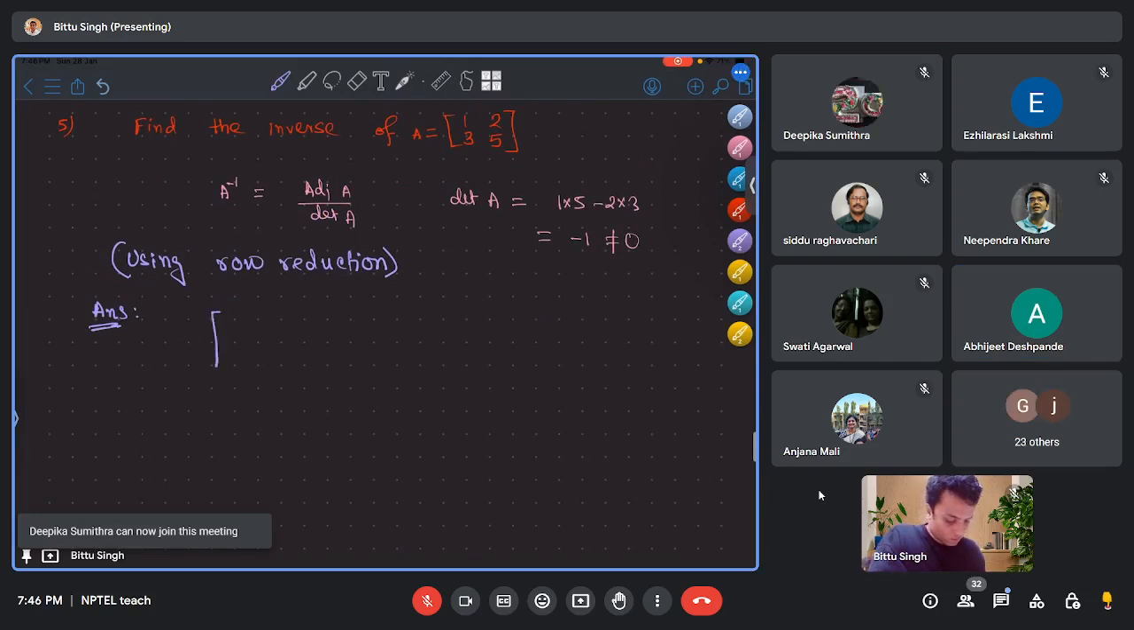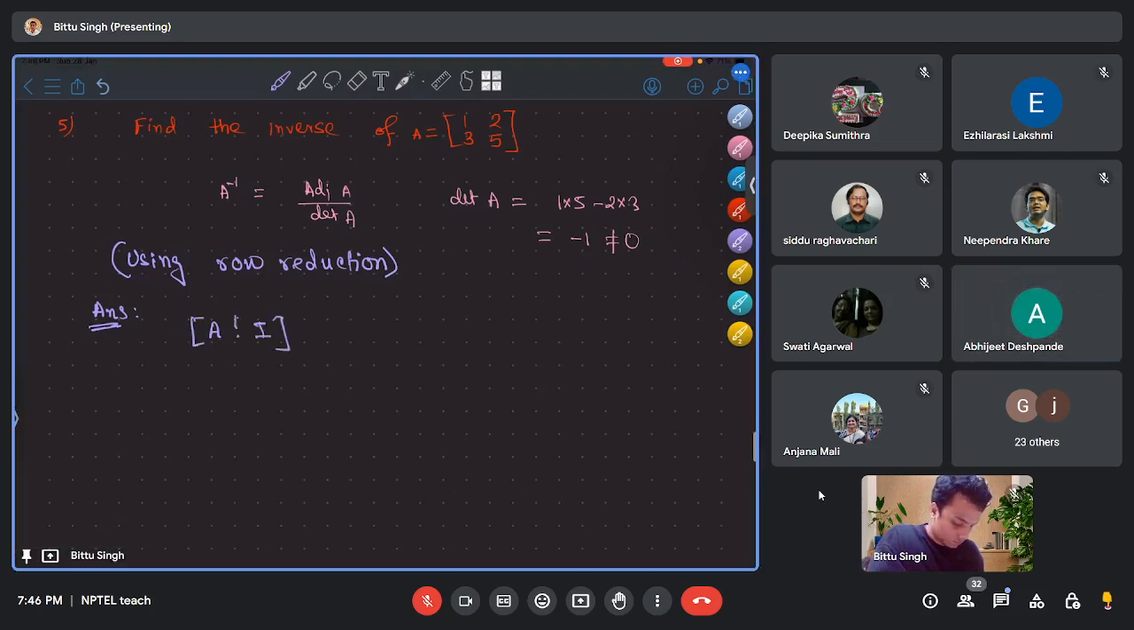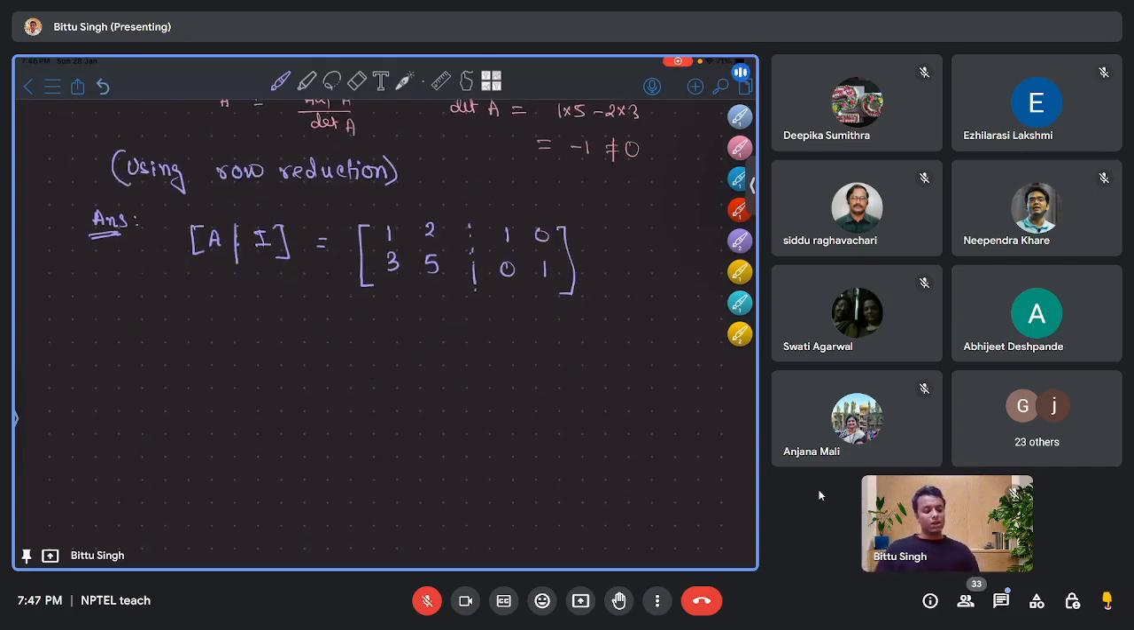So simply write this matrix, again, this matrix A I. I is the identity matrix. Okay. So what is this? 1, 2, 3, 5, and the identity matrix is 1, 0, 0, 1. Now you can do row reductions.